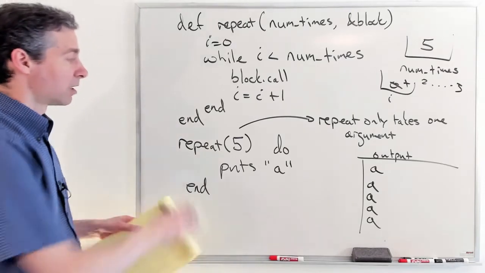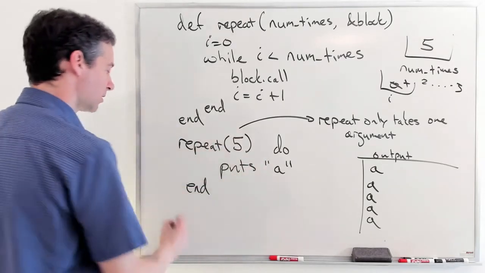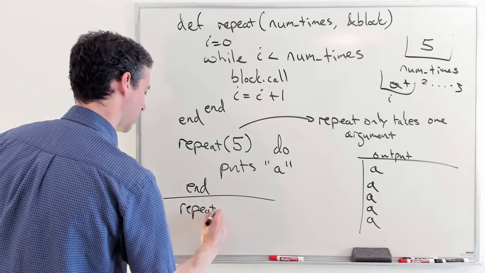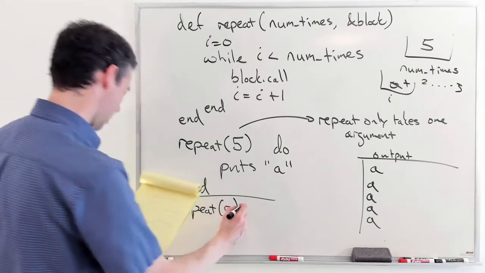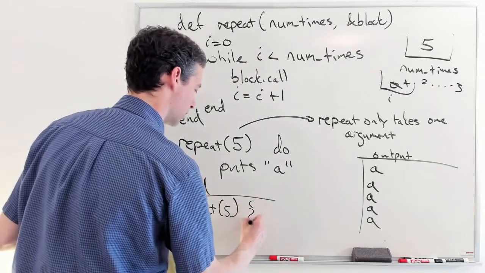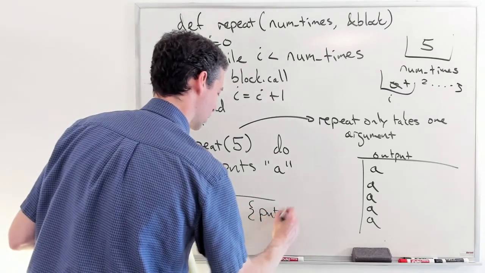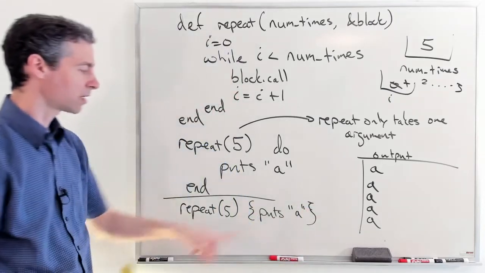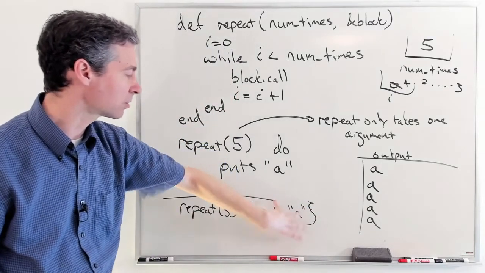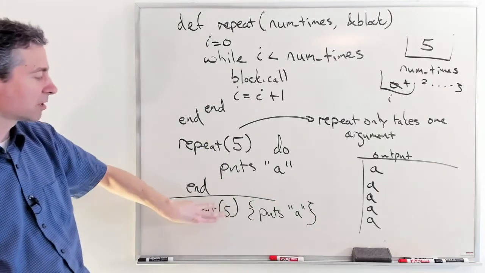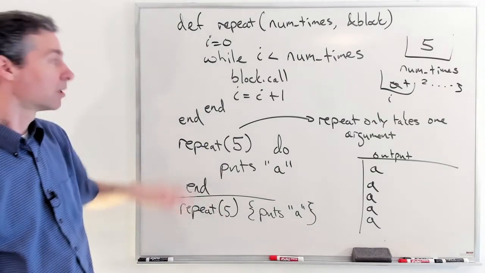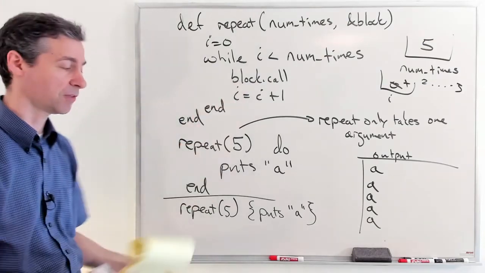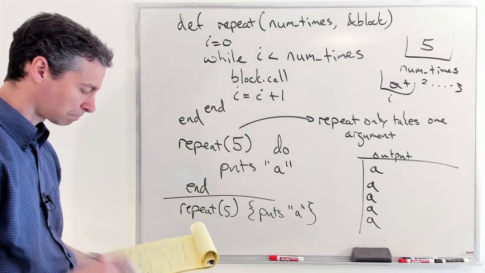And again, you could write this as well, if you wanted to, as repeat 5, do your curly braces, puts A, and the curly braces. And again, the curly braces are just another way to create a block that is being given to a method when that method is called, and then the block can be called by that method.